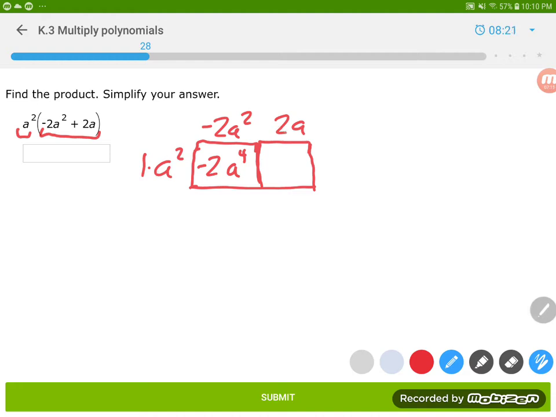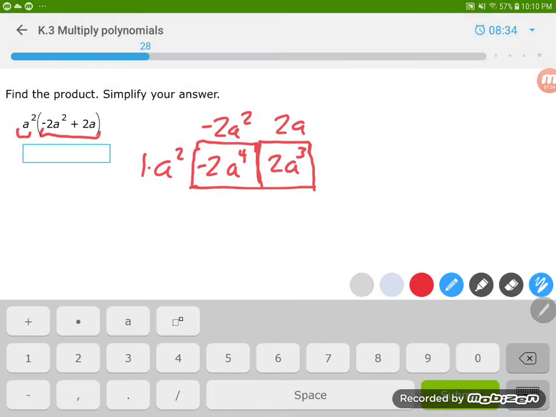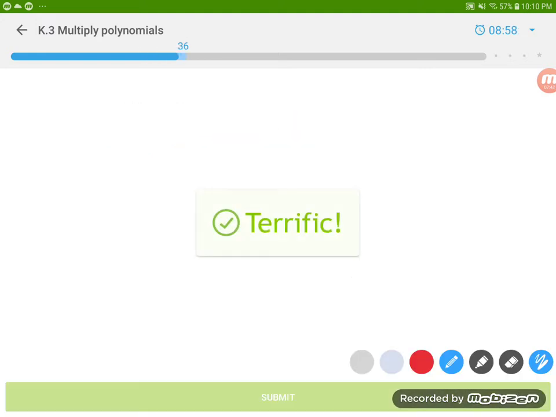Again, we have a squared times 2a, so the 2 times the 1 just makes a 2. And a squared times a is going to make a cubed. I like writing my answer in here much better. Plus 2a, but I guess we'll have to make it do. Cool. So that is my answer.